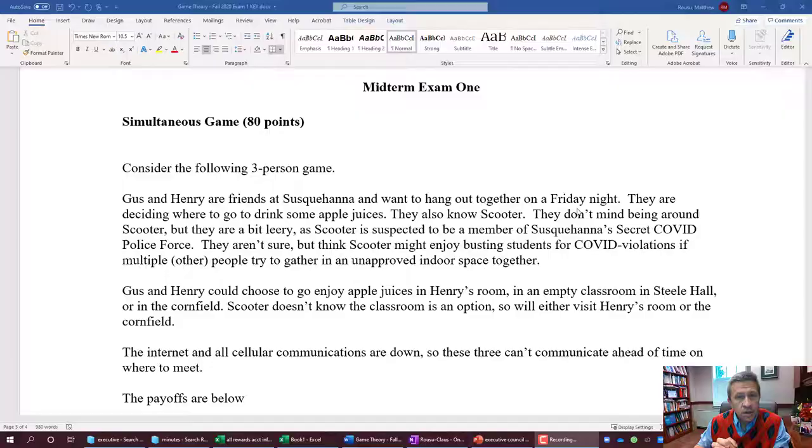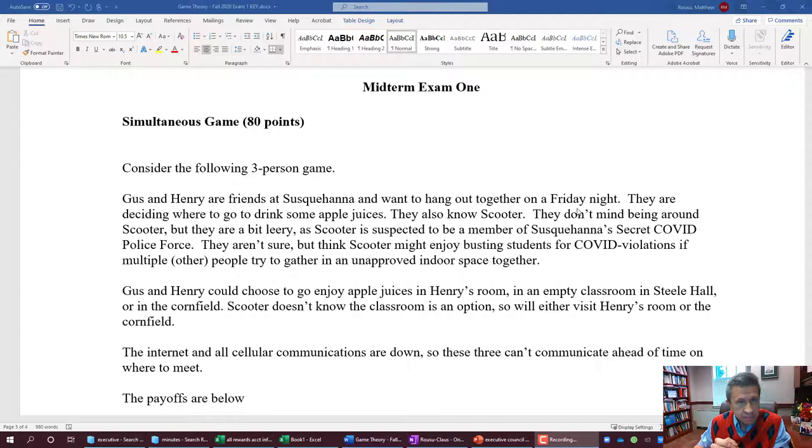In this video, we're going to go through a three-player simultaneous game. We're going to look at the game, we're going to talk about it. It's a little bit complex, so we are going to go through and solve, give you an example of how you might attack a three-player simultaneous game using the iterated deletion of dominated strategy. So this is an exam question for my undergraduate game theory class here at Susquehanna University.